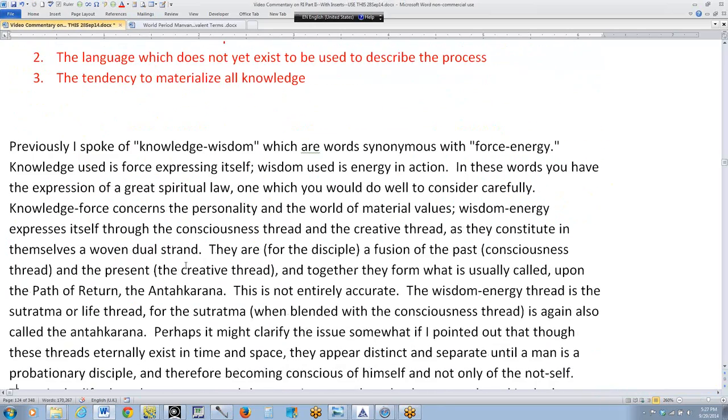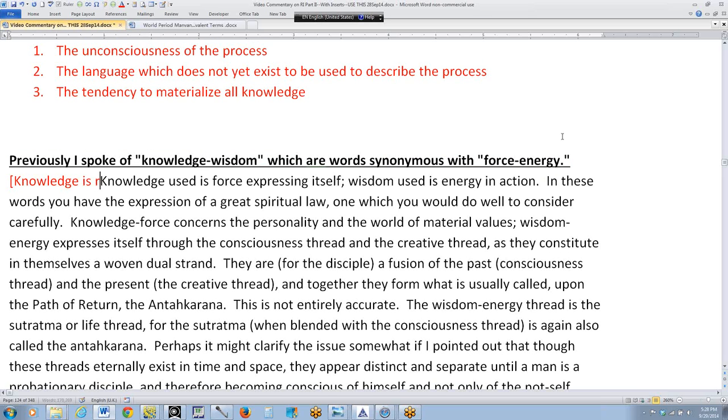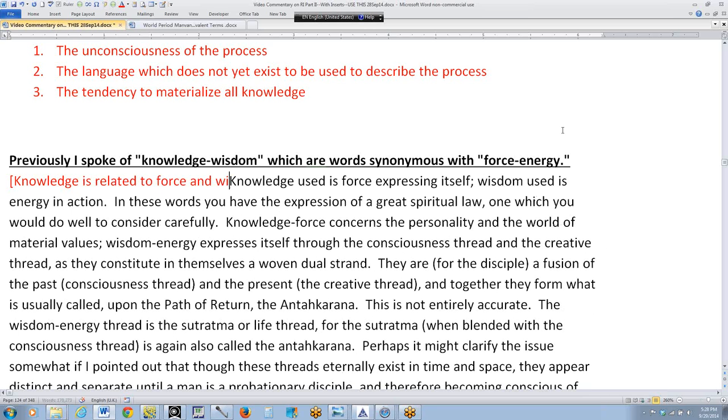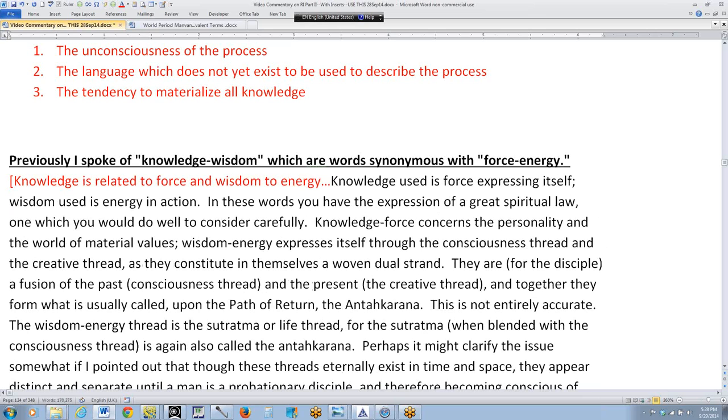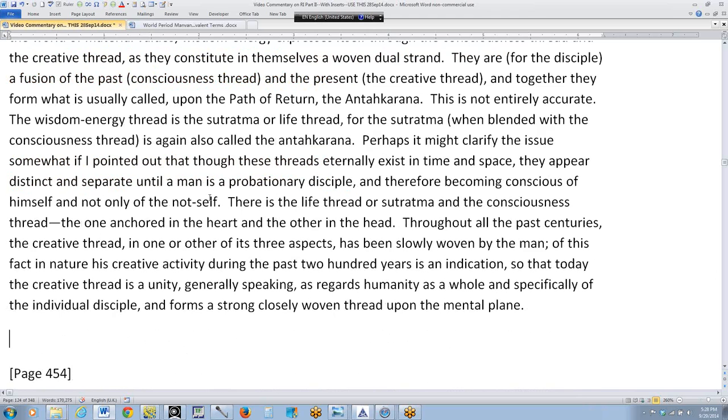Okay, previously I spoke of knowledge and wisdom. Knowledge is a bit Mercurian. Love-wisdom is more Venusian. I spoke of knowledge and wisdom, which are words synonymous with force and energy. That is so important, you know. You just notice things here. And obviously knowledge is related to force and wisdom to energy. Knowledge used is force expressing itself. Wisdom used is energy in action. And if you'll excuse me, I just feel that I have to put that in the AAB extracts.